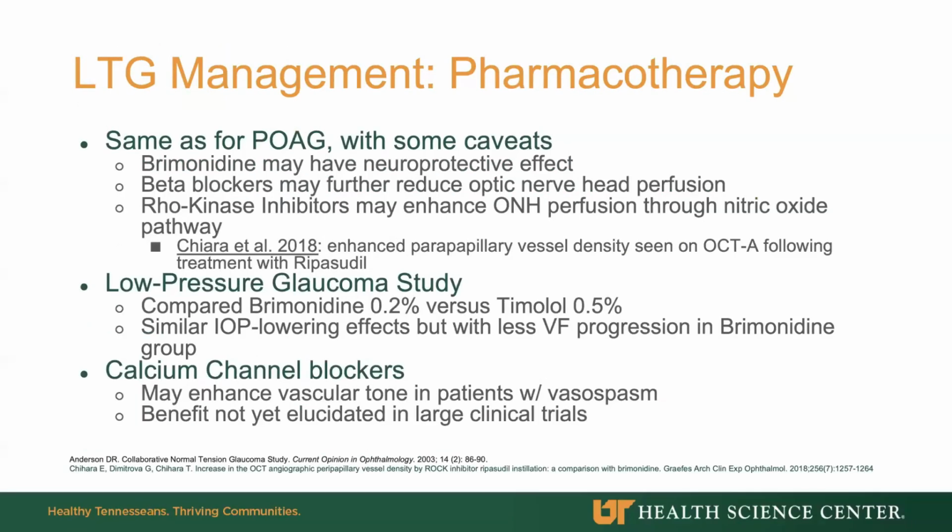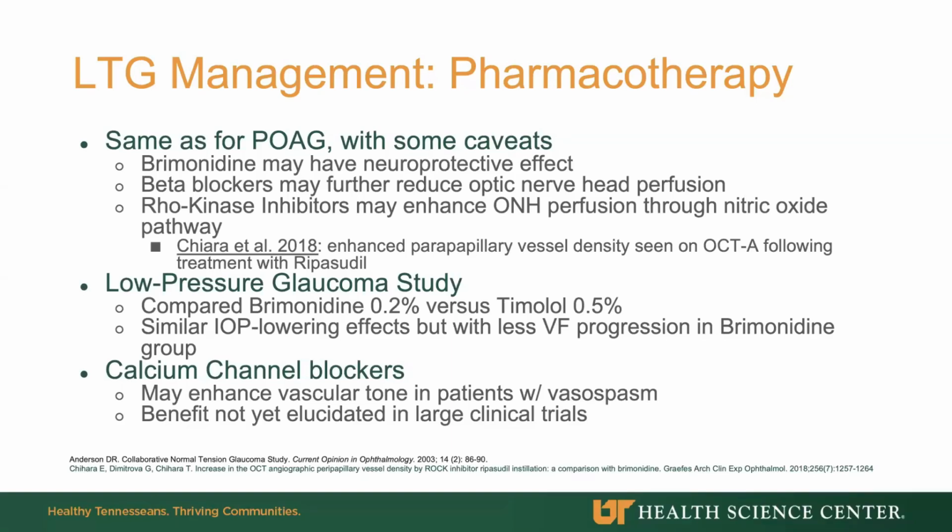So let's get into more of the pharmacotherapy of low tension glaucoma management. It's similar to primary open angle glaucoma management, but there are some important caveats. In various studies, brimonidine has been found to demonstrate a neuroprotective effect in these patients. And beta blockers have been found to actually reduce optic nerve head perfusion, and therefore tend to be avoided in the management of these patients.